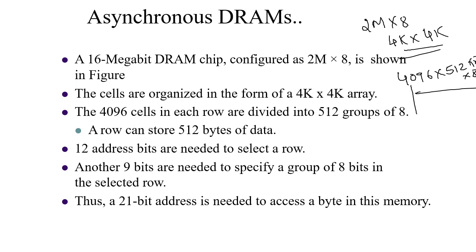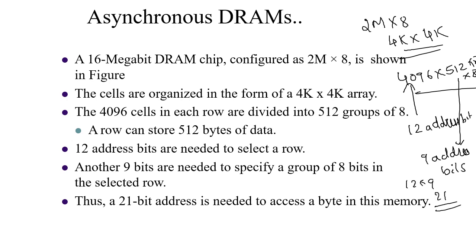So here, in order to address 4096, we need 12 address lines, that is 12 address bits, and for 512 we need 9 address bits. Thus 21 address bits are used to access a byte in this memory. Total 12 plus 9, that is 21 address lines, are required to access a byte in this memory. We will look into detail with the diagram of a 16 megabit DRAM in the next slide.